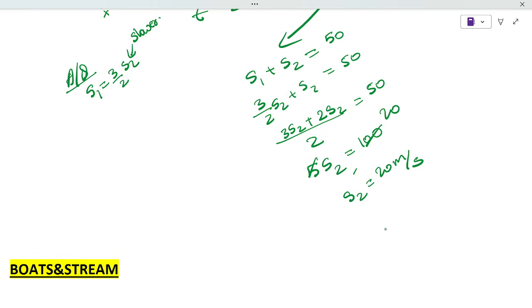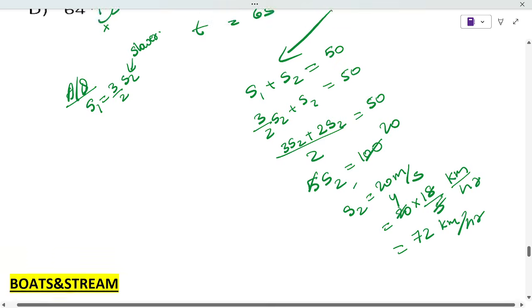So if the speed is in meters per second, that means S2 is the slower one. To convert meters per second to kilometers per hour, multiply by 18 by 5. So 20 times 18 by 5, 5 4s are 20, so this will give us 72 kilometers per hour. So the answer is 72 kilometers per hour.